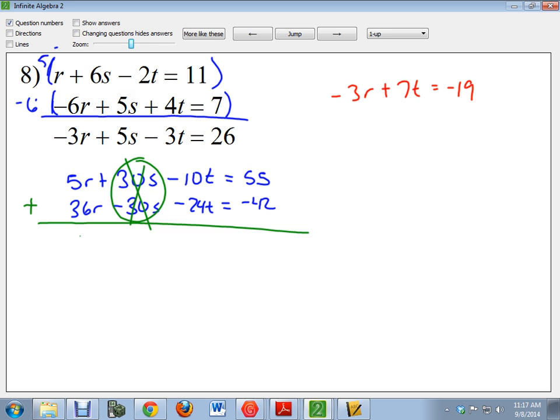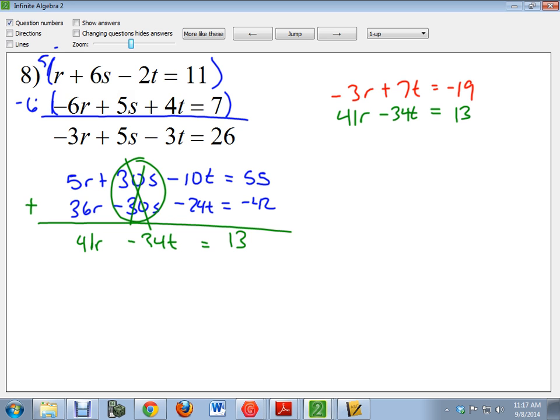5 plus 36 is 41r. Negative 10 plus negative 24 is negative 34t is equal to 55, and a negative 42 is a 13. And this is my second new equation. 41r minus 34t is equal to 13.